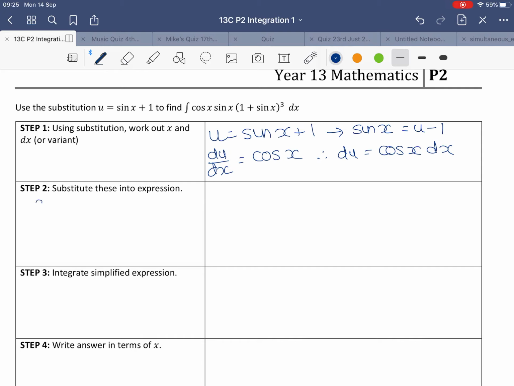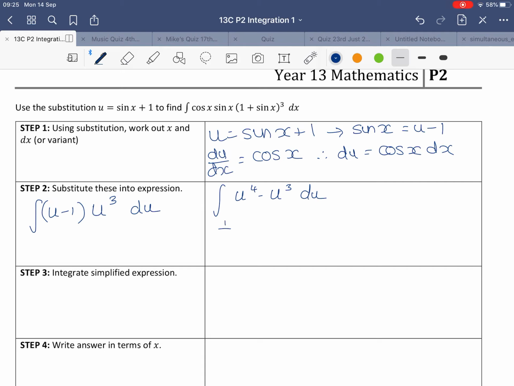So we have the integral of the sine x, which is u minus 1, and then we've got 1 plus sine x, which is u cubed. And as I said before, the cos x dx gets replaced with the du. So that gives us the integral of u to the 4 minus u cubed du.